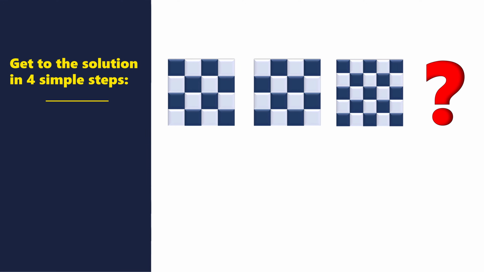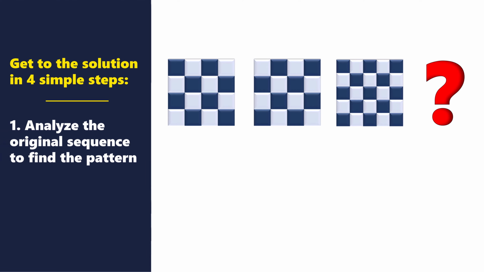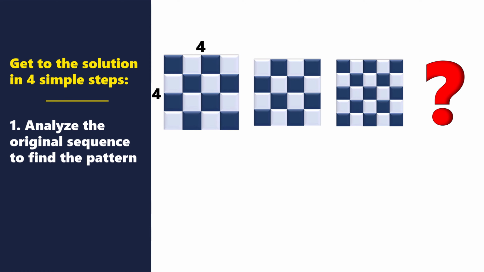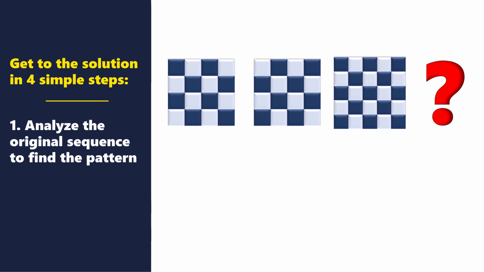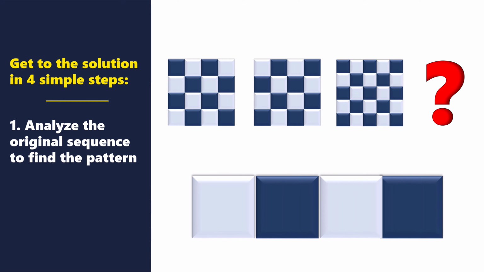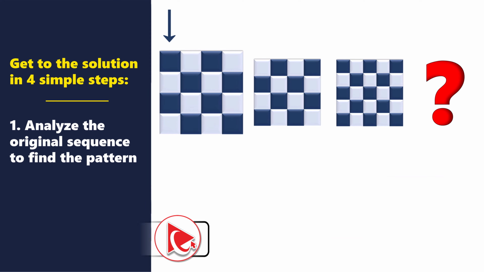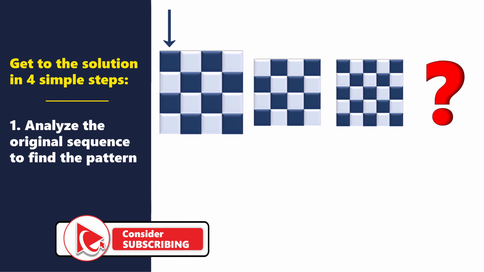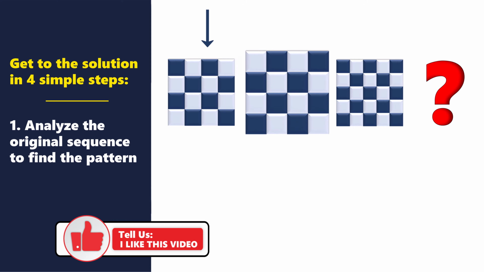Let's start with step 1. In step 1, we need to analyze the original sequence of squares to find the pattern. Let's take a close look at what we have. Even though all objects are squares, the first 2 squares are 4 by 4, and the 3rd square is 5 by 5. We also can see that all shapes have alternating colors. But you can see that the first shape starts with the darker square in the upper left corner, and the second square starts with the lighter square in the upper left corner.